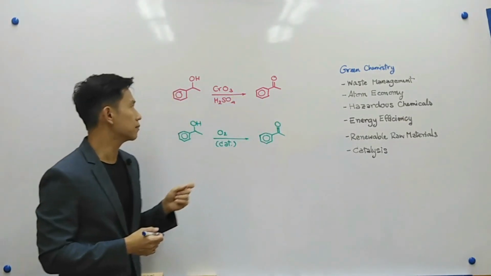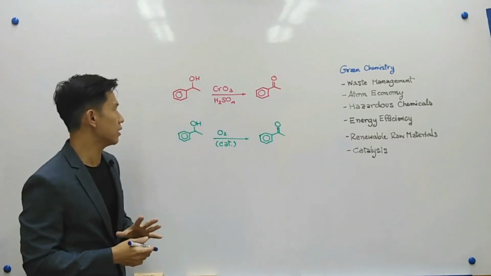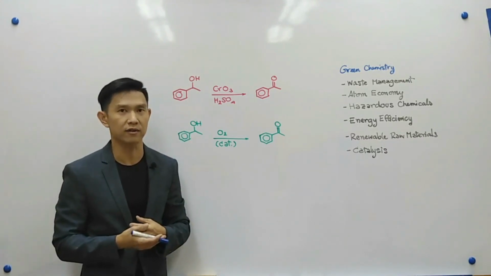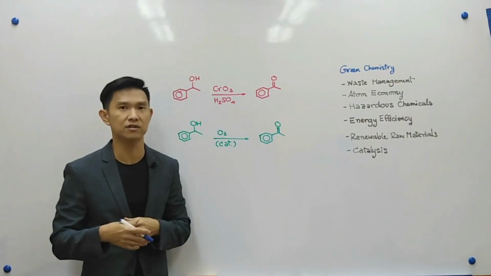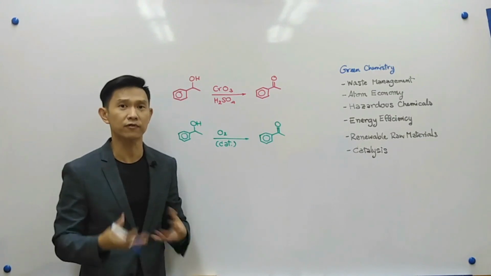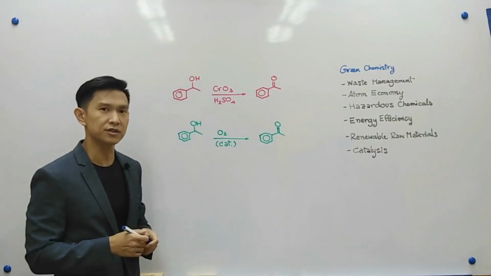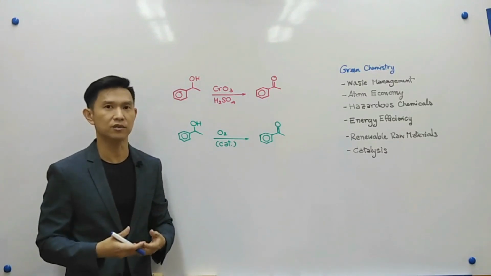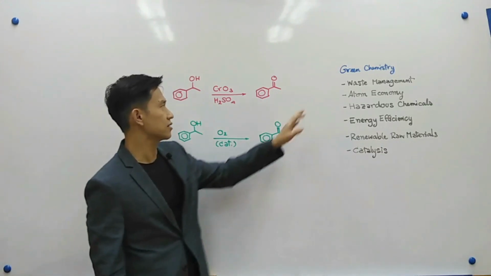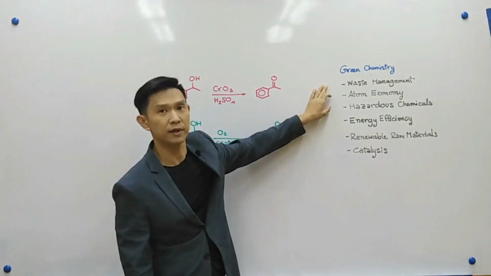So this is the conventional one, which is very simple, but it includes chemicals that are quite toxic, and you need waste management in order to get rid of the byproduct from the reaction. Green chemistry is about how you can manage this in a safer way for your environment. As I said, there are several categories here. Let's talk about the first one, waste management.